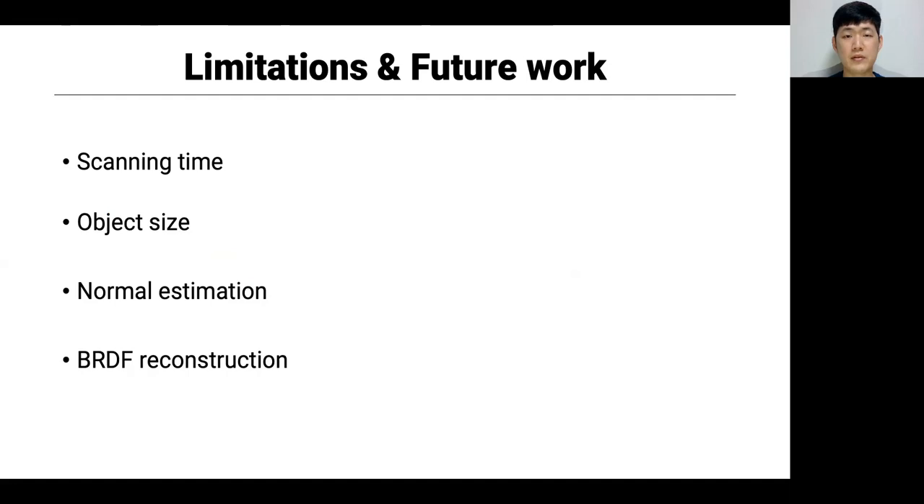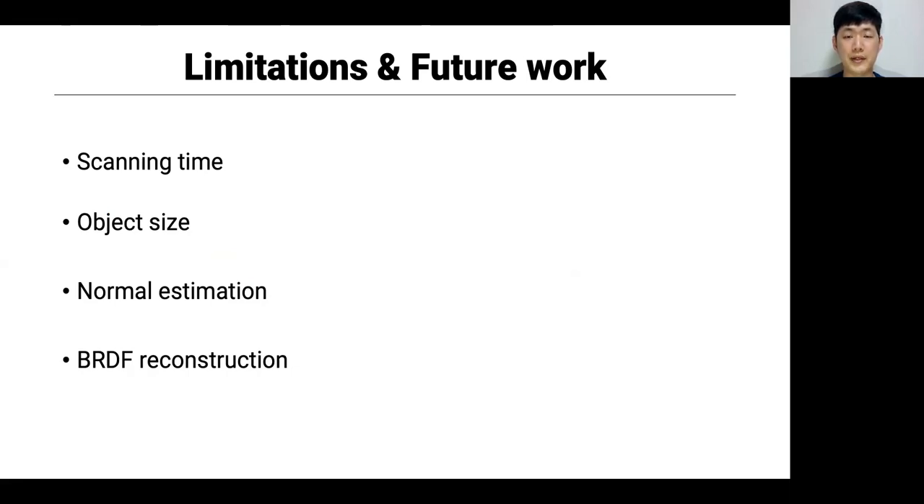Second, the object size should be smaller than the kaleidoscope, so that it can be enclosed by the kaleidoscope. Although our prototype already scans practical sizes of objects as large as 10 cm in diameter, we will need a larger kaleidoscope to scan larger objects.